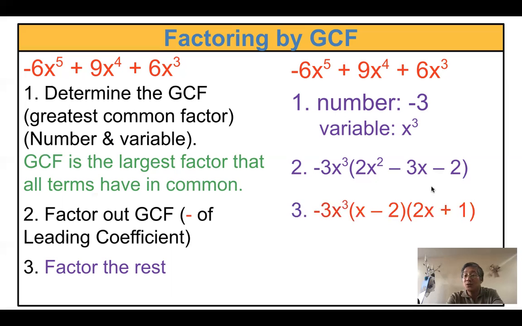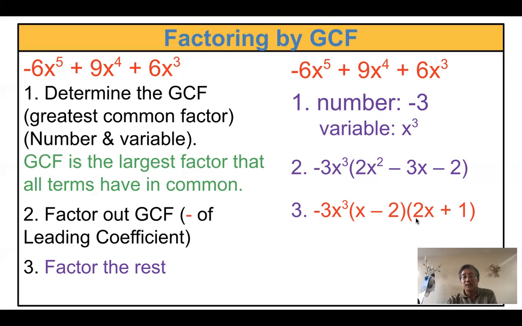Yes, so x equals 2, right? So if you see x equals 2, you write down x minus 2. And then x times what is this second factor? How do you get it? X times what is 2x squared? It's 2x. How about the number part? Negative 2 times what is negative 2? That way you get the second one, right? So negative 2 times 1 is negative 2. So we have three factors, negative 3x cubed, x minus 2, 2x plus 1, and we are done.